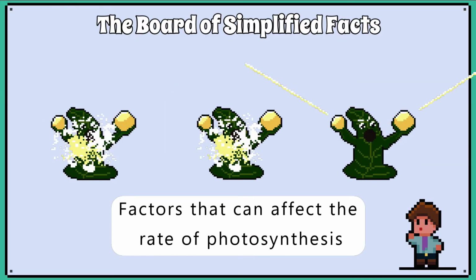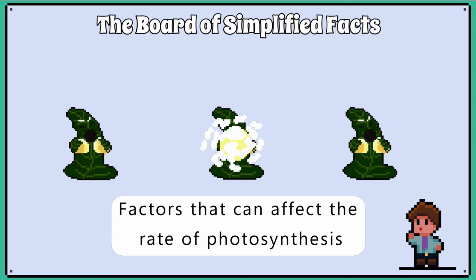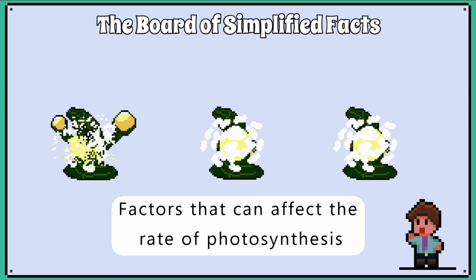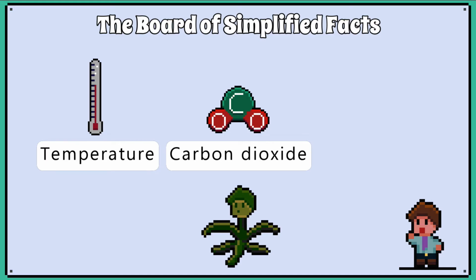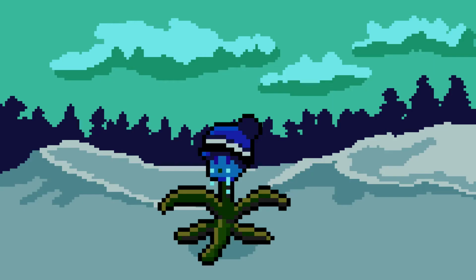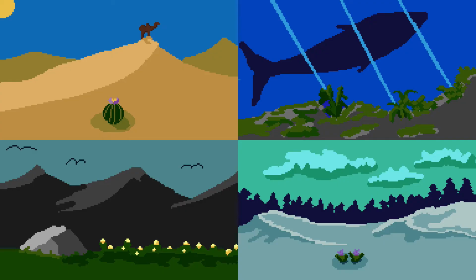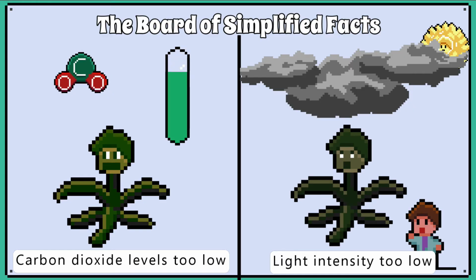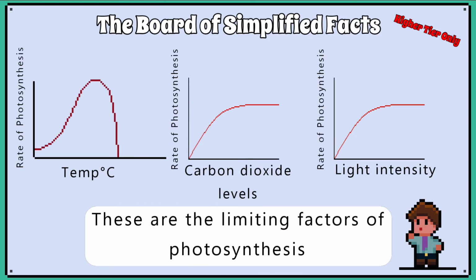Regarding the rate of photosynthesis, the following factors can affect how quickly a plant can photosynthesize. Temperature, carbon dioxide, and light intensity can all affect how much a plant can photosynthesize. Temperature could be too high or too low, and different species of plants will have different optimum temperatures for photosynthetic activity. If carbon dioxide levels are too low, then that will reduce the rate of photosynthesis, as will light intensity. We call these the limiting factors of photosynthesis. All three things can limit how much photosynthesis a plant can do.